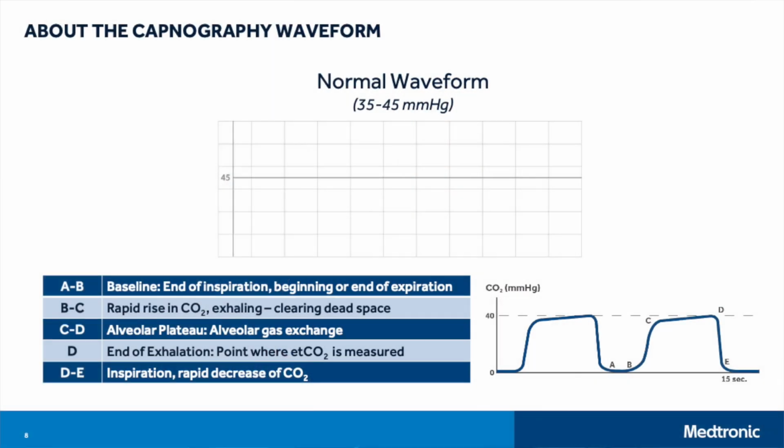A general waveform should be a square waveform. Your baseline should always be at 0 because when you're breathing in, it should be 0 because you should not have any CO2 in your inspiration. As you begin to exhale, you'll see the square waveform start to rise. At the very end of your exhalation, there'll be an apex point, and that's what my device is measuring. It's measuring the end tidal of that breath, and that's how we determine your CO2 value.